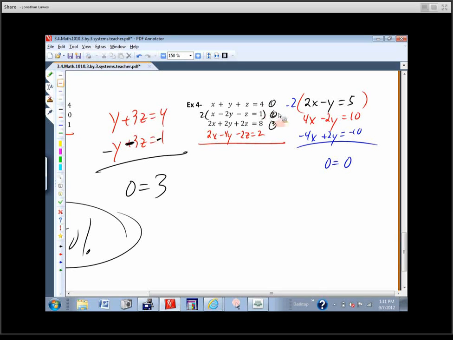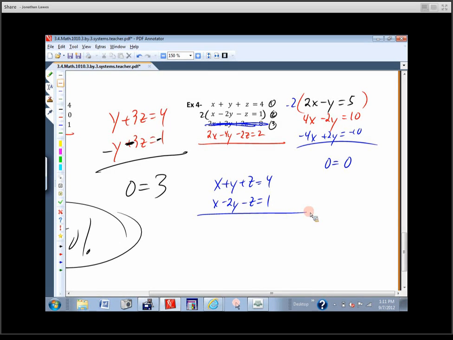Okay, the key is thinking about what John said. What do you notice about equation 1 and equation 3? They're exactly the same. They're multiples of one another, right? So really, this is a copy of that one right there. So these are the same equations. So this is what we have. We have x plus y plus z equals 4, and we have x minus 2y minus z equals 1. That's all we have. That's it.